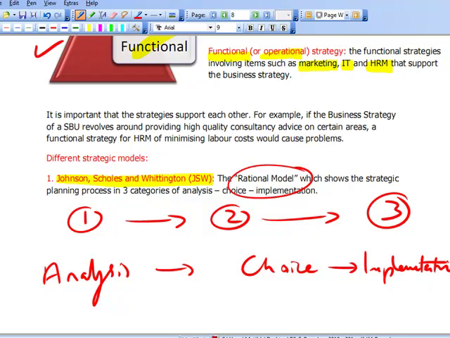So according to Ansoff, who originally introduced the rational model, it was a science. An organization should analyze things first, analyze what their stakeholders want, analyze strengths and weaknesses, analyze the environment. Once they've finished with that, they then move on to choice. What choices do they have? Do they expand into new markets? Do they introduce new products? Once they've made the choice, we then have the final area of implementation. And that will introduce things such as change management, project management.